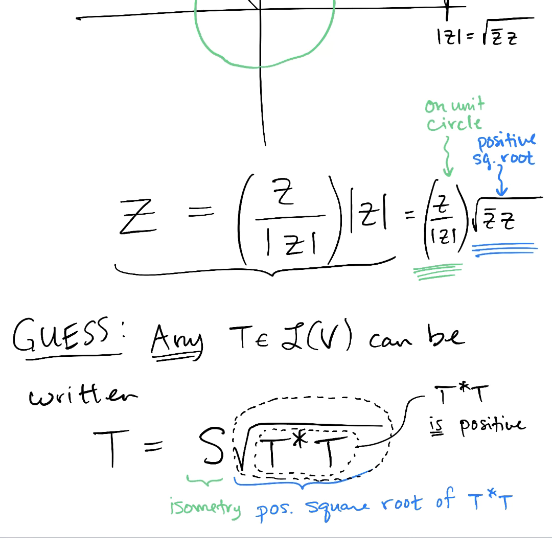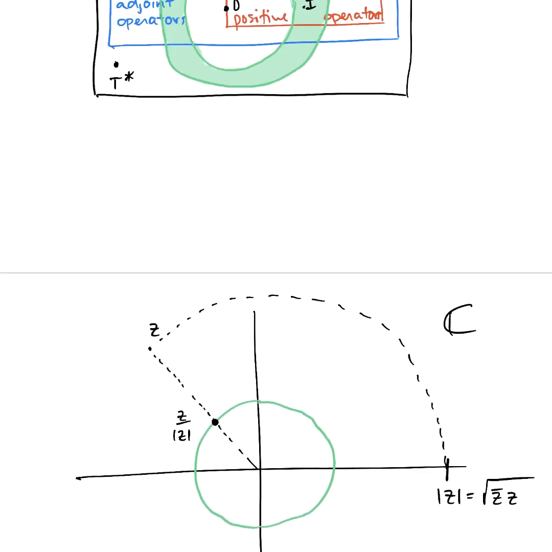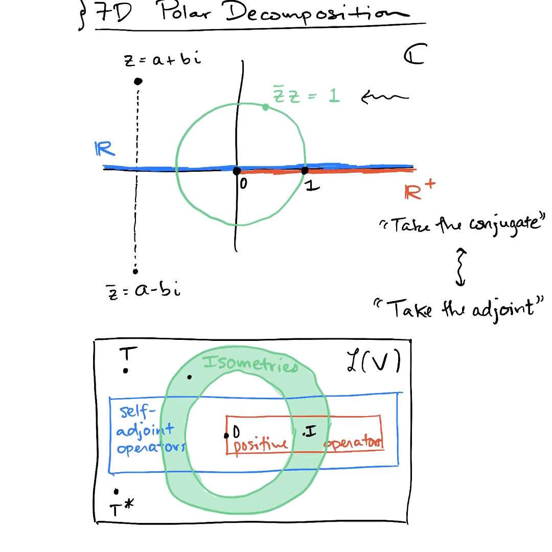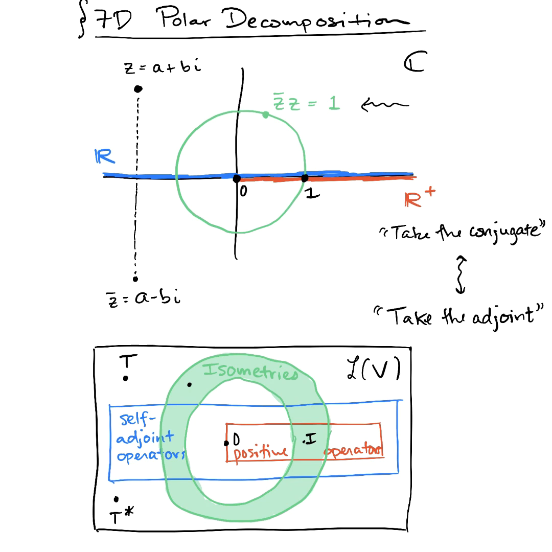All right, we're going to put all of our skills from really the whole course, and especially from 7C, into use to prove this polar decomposition theorem next time. Remember your analogy. This picture speaks 1,000 words. That's how to keep track of all the different things that we've studied here in Chapter 7.